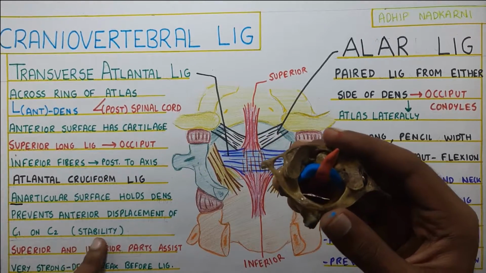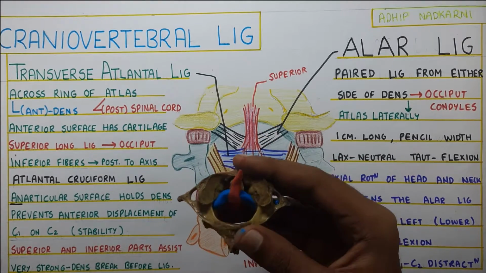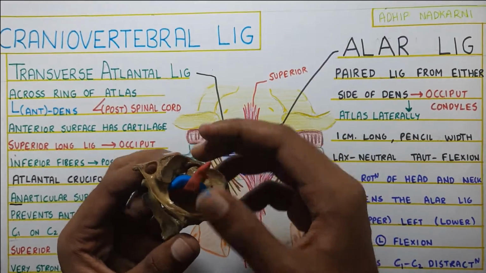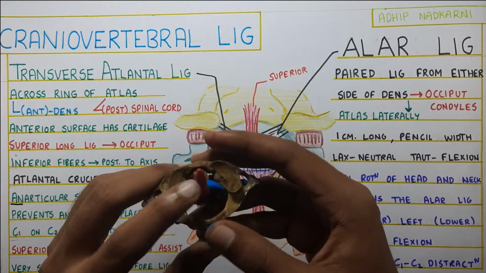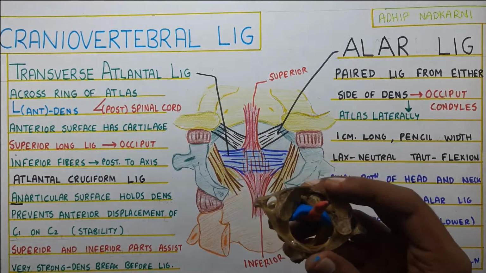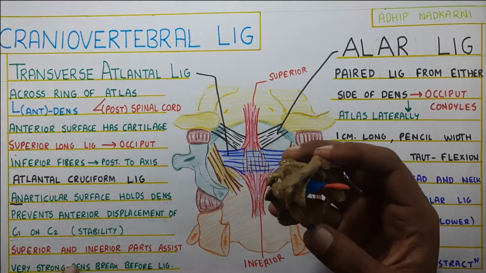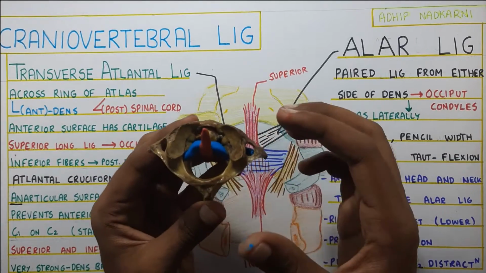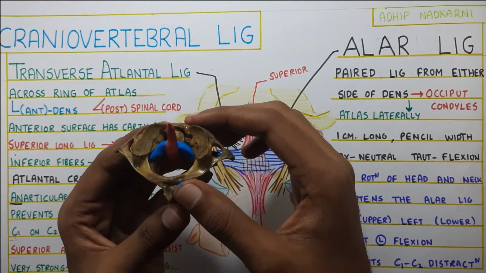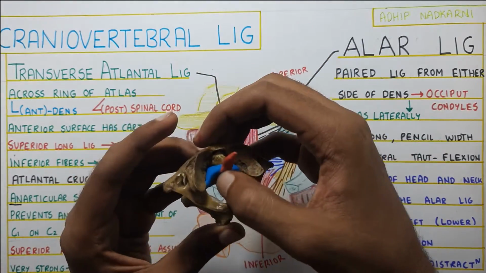So the C1 C2 stability is provided by your transverse ligament, and the superior and inferior ligaments also will assist over here, right? And it will also go and attach to the occiput on top. So that's how your C1 C2 stability is provided. Another very interesting thing about the transverse ligament is it is very strong, and the dens, that is the bony structure that we have seen, will sometimes break even before the ligament breaks. So if there is a very strong force on the C1 C2 vertebrae, right, your ligament won't break. Before that the dens will break and the ligament will still be intact.